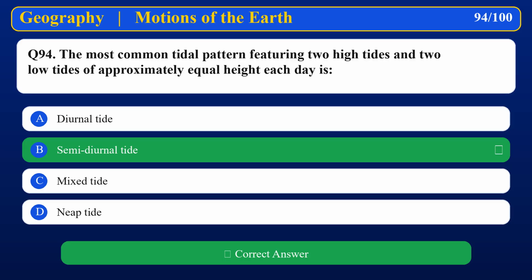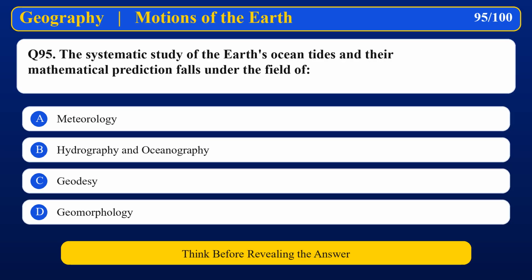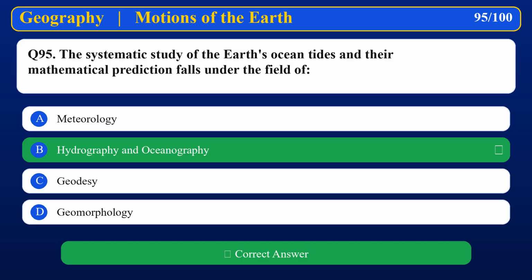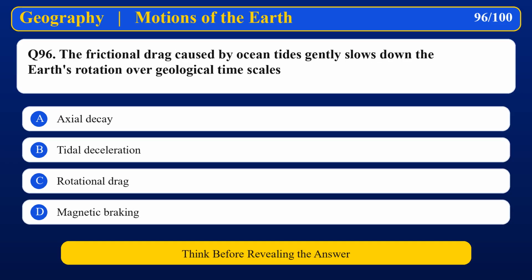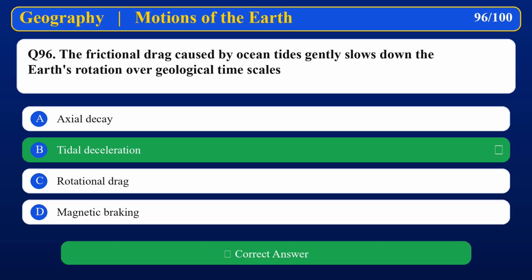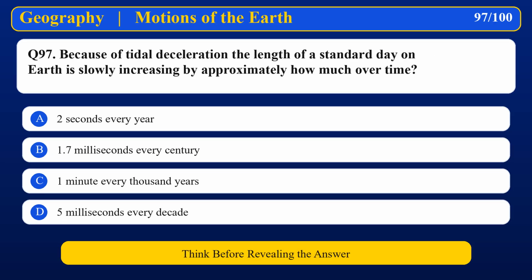The systematic study of the Earth's ocean tides and their mathematical prediction falls under the field of hydrography and oceanography. The frictional drag caused by ocean tides gently slows down the Earth's rotation over geological time scales. Tidal deceleration. Because of tidal deceleration, the length of a standard day on Earth is slowly increasing by approximately how much over time?